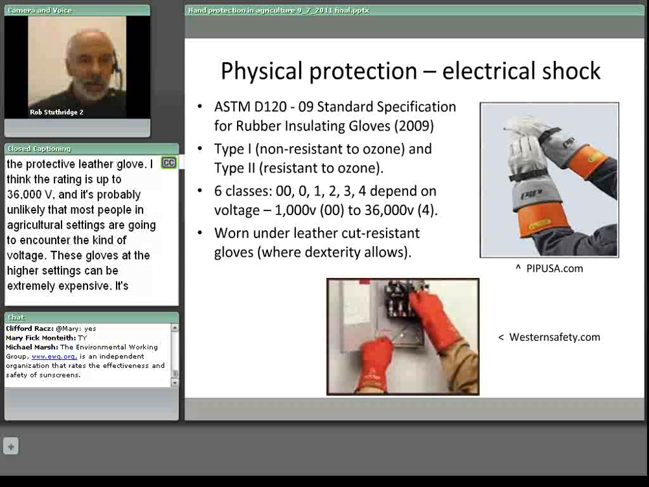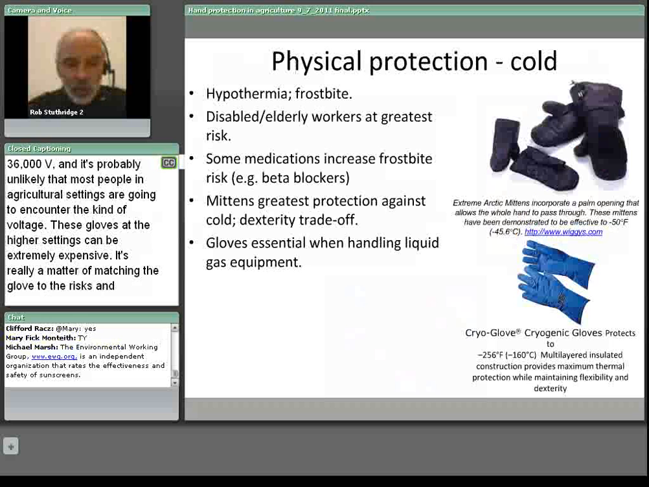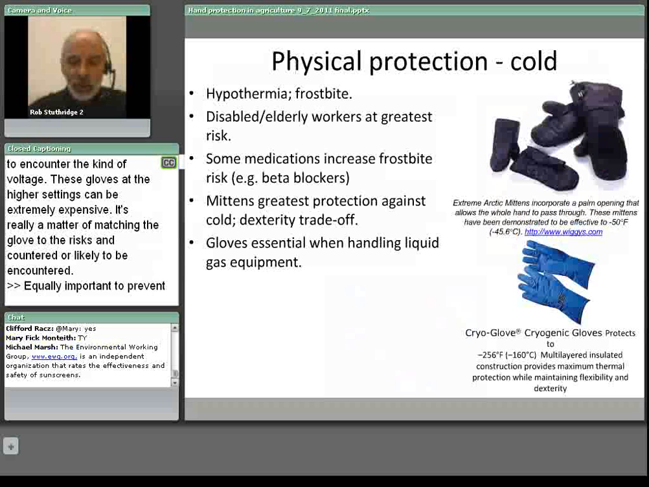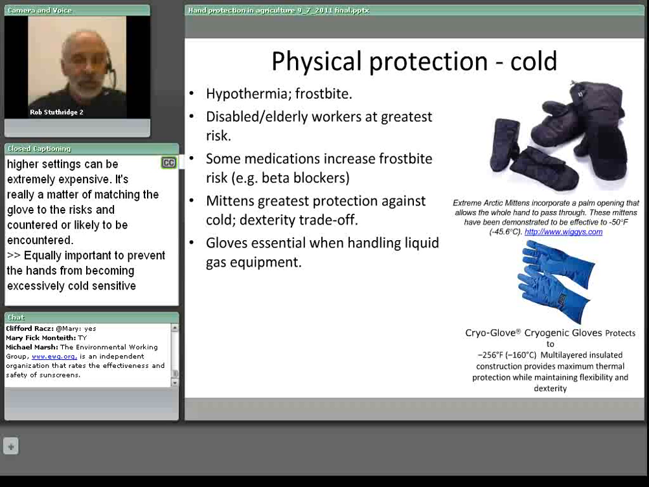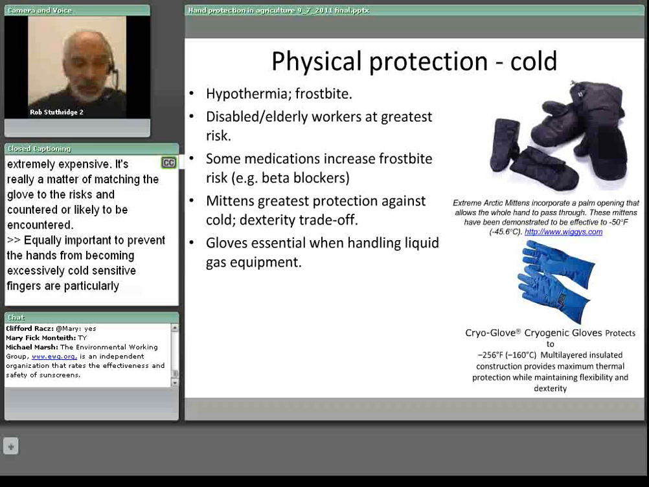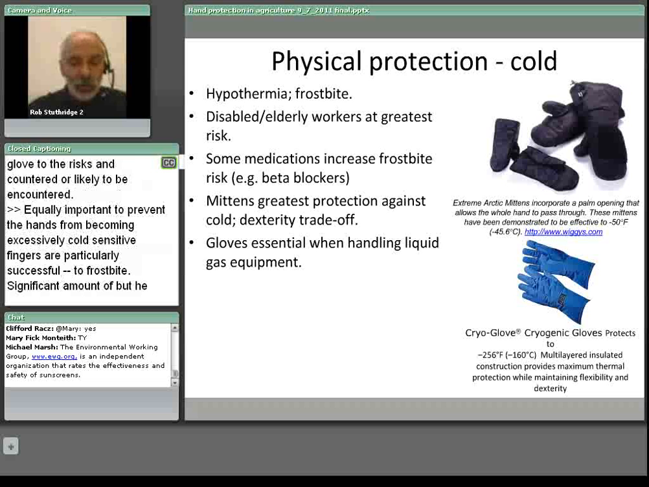It's equally important to prevent the hands from becoming excessively cold, since the fingers are particularly susceptible to tissue damage, including frostbite, when hand tissues freeze, due to their distance in particular from core heat sources of the body. Significant amounts of body heat can be lost through bare hands, which increases the risk of hypothermia when working around the farm or ranch in cold weather or in chilled storage areas.